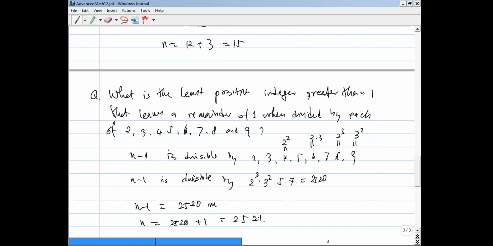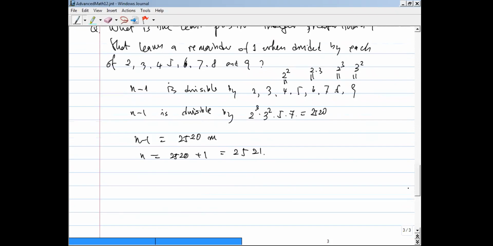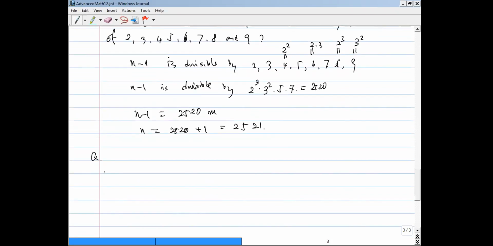Okay. So this is the idea. It's similar to the previous problem. Just needed to find out the one single number which contains all those digits, like from 2 to 9. The smallest number which is divisible by 2, 3, 4, 5, 6, 7, 8, 9 will be 2,520. Right? Okay. Let's try another one.